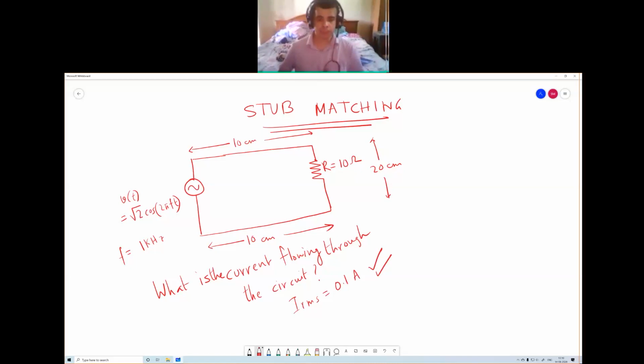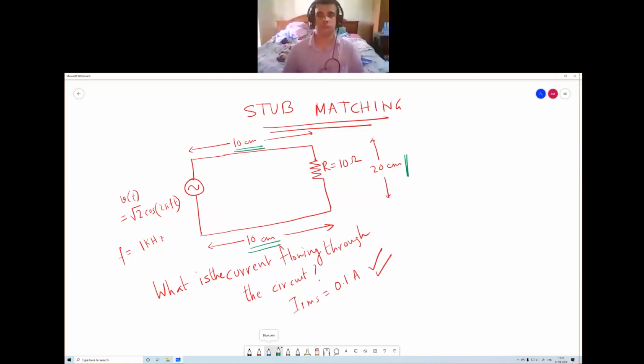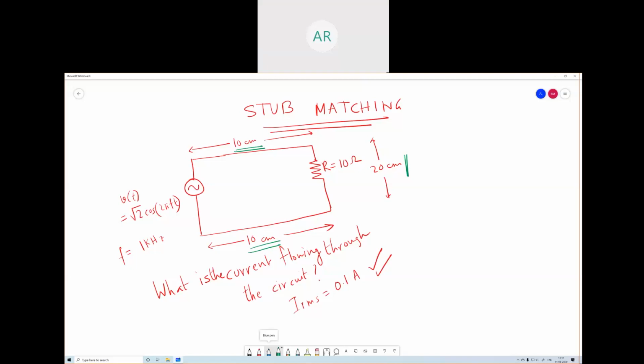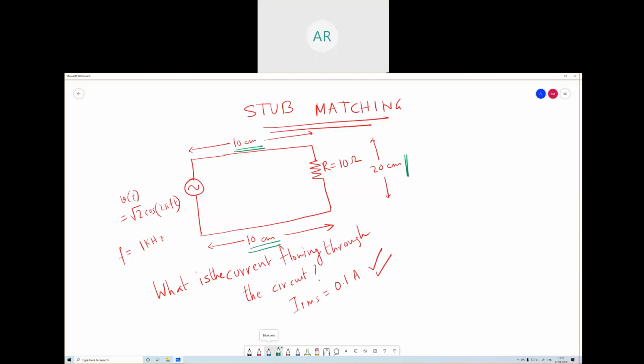Now, why do you think I have given you these things? Did you use these things in your calculation? Why do you think I have given this extra information to you? I think you didn't need these things, right? When you calculated this 0.1 amp, you didn't use this 10 centimeter, 20 centimeter. Why do you think I had given you this extra information?